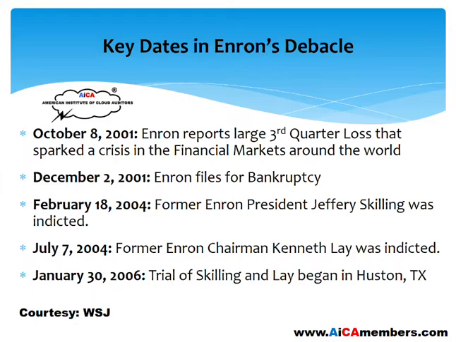Key dates in Enron's debacle. On October 8, 2001, Enron reported a large third quarter loss that sparked a crisis in the financial market around the world. On December 2, 2001, Enron filed for bankruptcy. On February 18, 2004, former Enron president Jeffrey Skilling was indicted. On July 7, 2004, former Enron chairman Kenneth Lay was indicted. On January 30, 2006, trials of Skilling and Lay began in Houston, Texas, courtesy of Wall Street Journal.